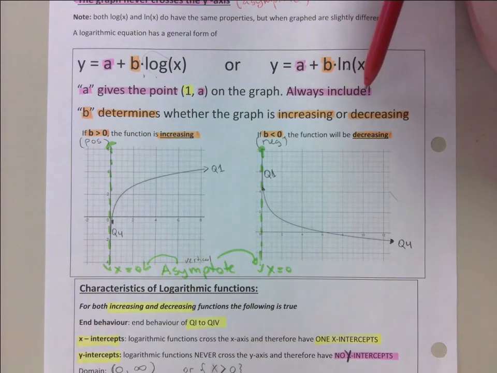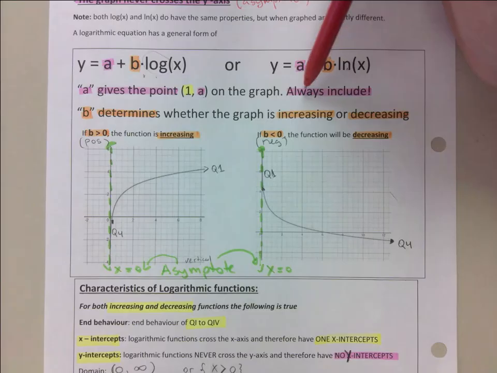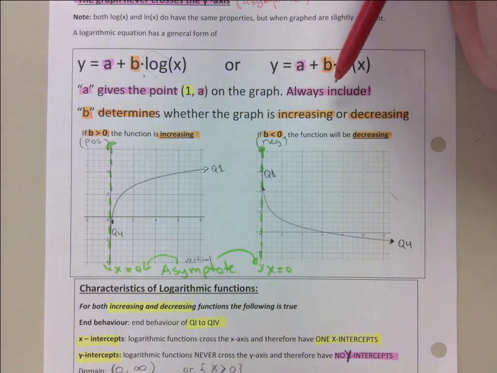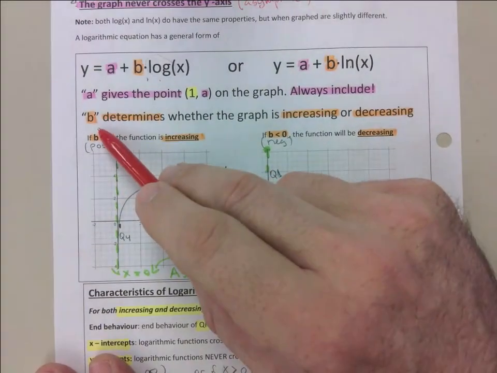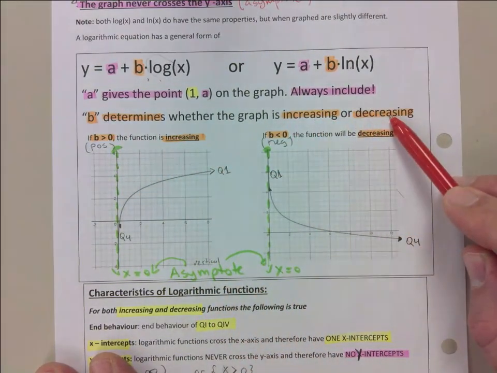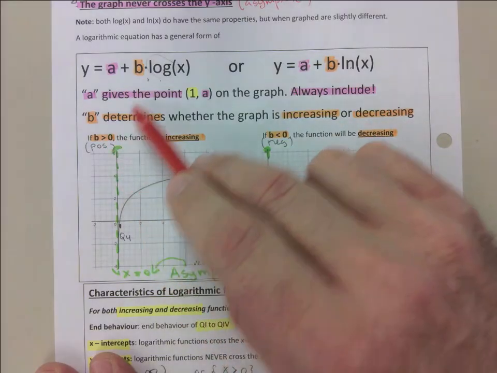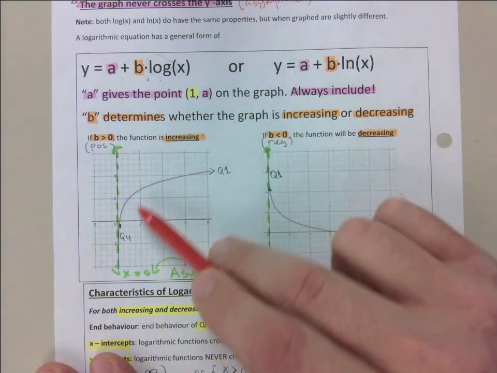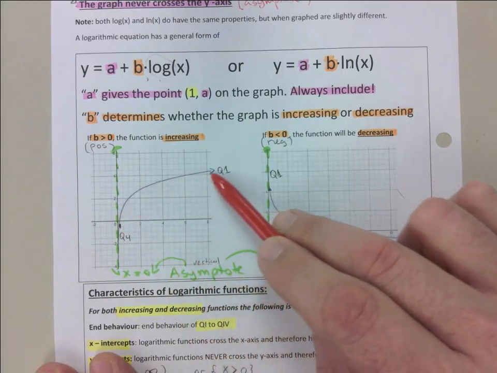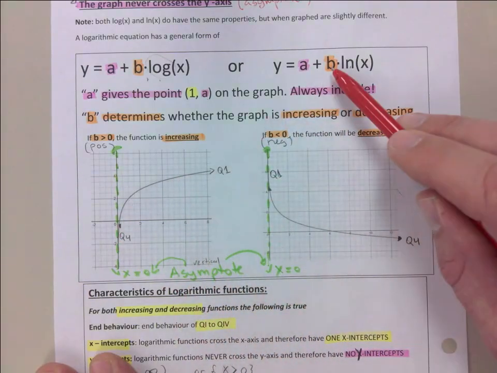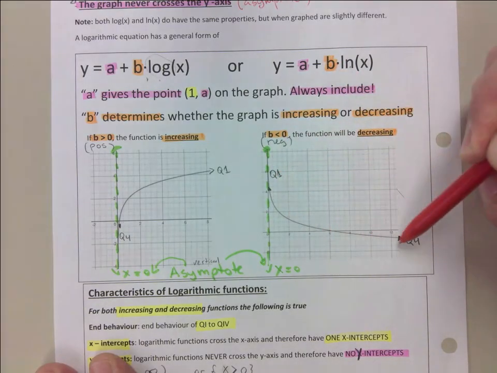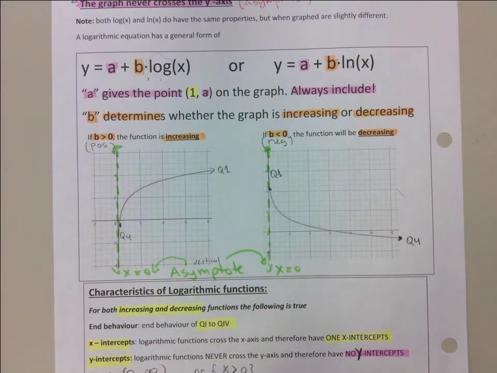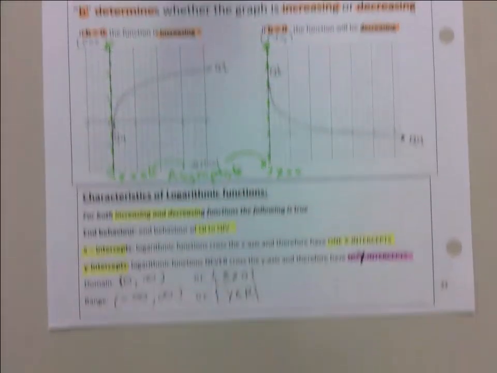Always include it, I would say, strongly suggested. Sometimes it doesn't help us a whole lot. And then b determines whether the graph is increasing or decreasing. If b is positive, if you have a plus here, this graph is going to go up like this. If b is negative, if it's less than 0, it's going to go down like this from left to right. Keep that in mind. This is in general.